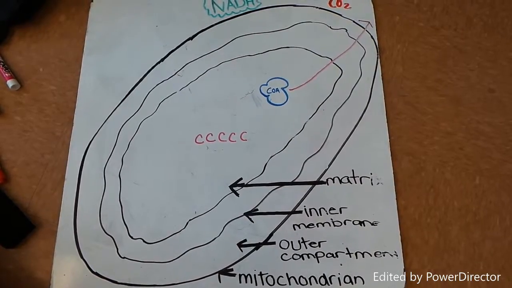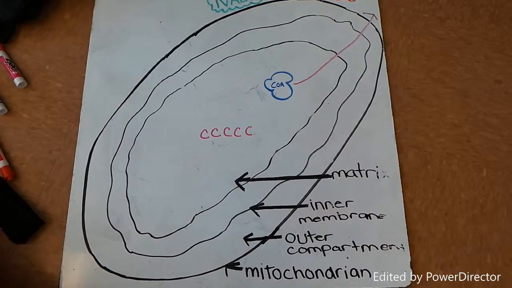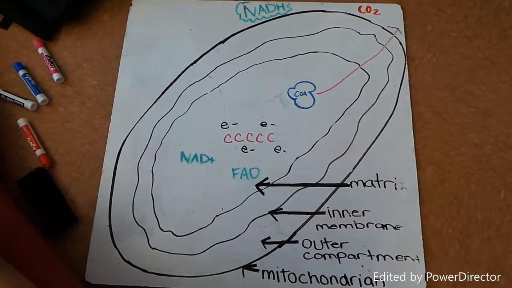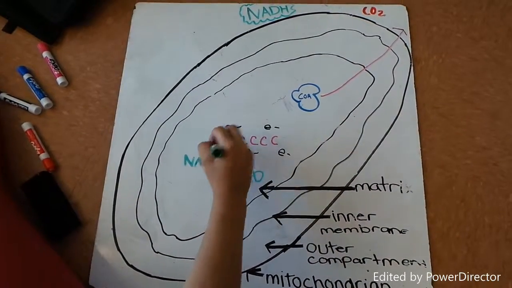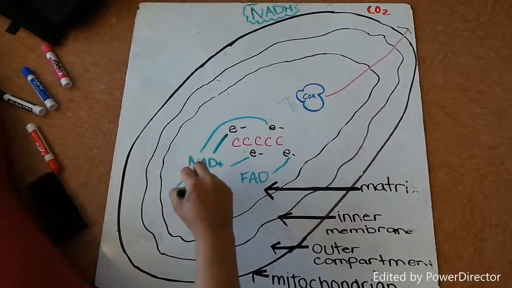CO2 exits your body when you exhale. The 5-carbon molecule continues in the Krebs cycle. Again, electrons are transferred to NAD positive and FAD, making 3 NADH and 1 FADH2.